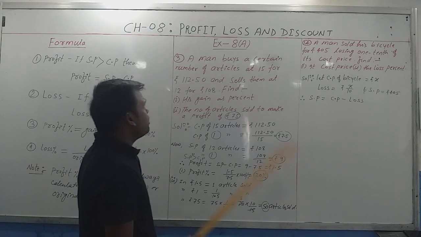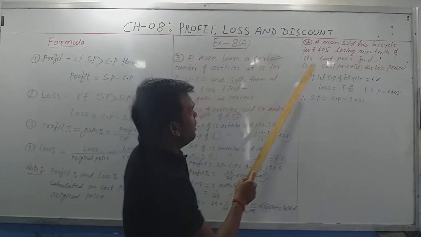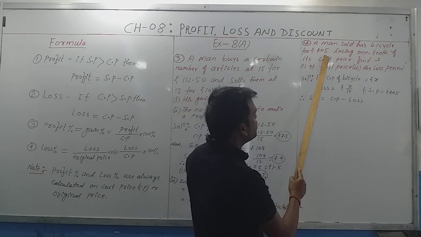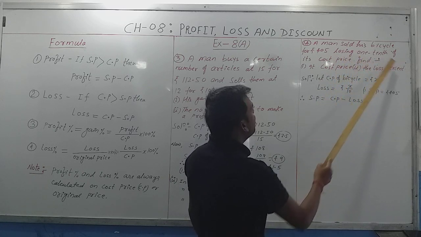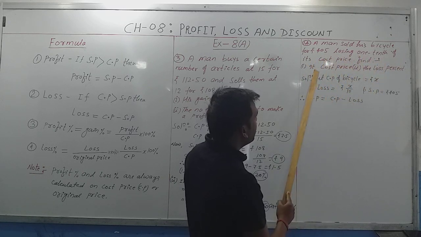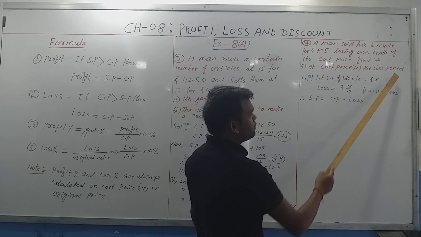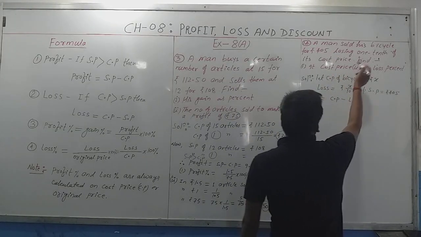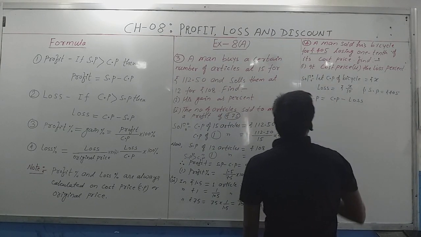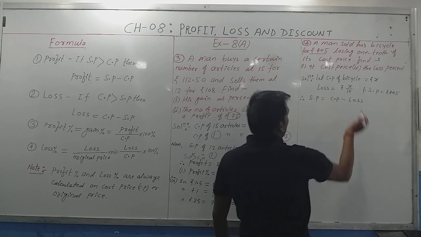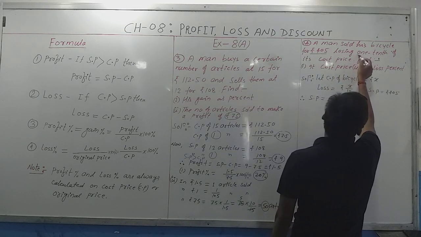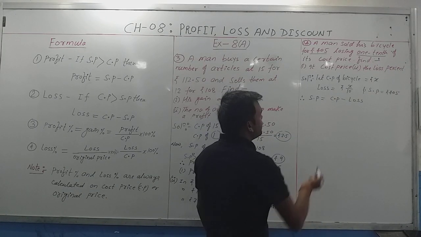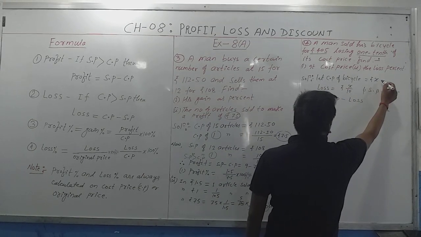Now the last question from this exercise: a man sold his bicycle for rupees 405, losing 1/10 of its cost price. Find its cost price, and number 2, the loss percent. Now see here, we have the selling price of the bicycle as rupees 405 and the loss is provided as 1/10. What is the cost price? That is not given. So first consider, let the cost price of the bicycle be rupees x.